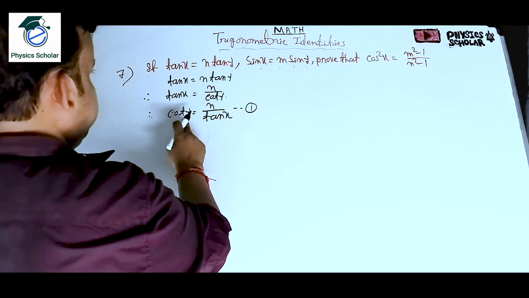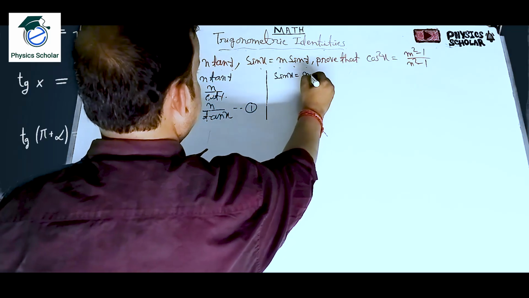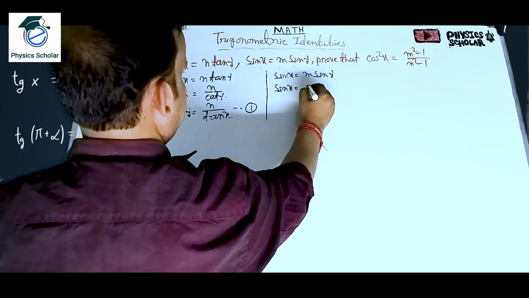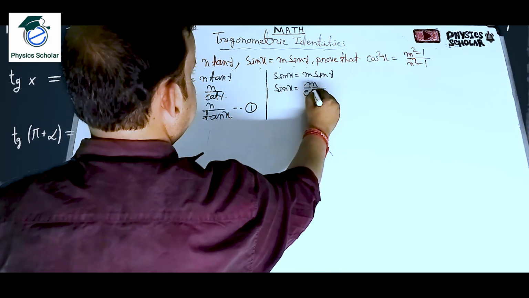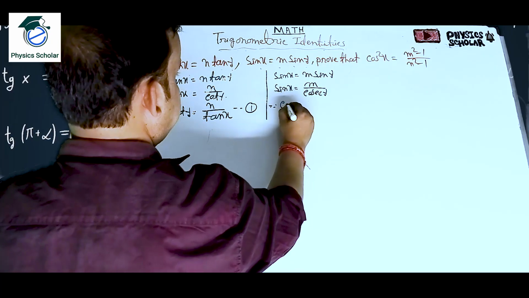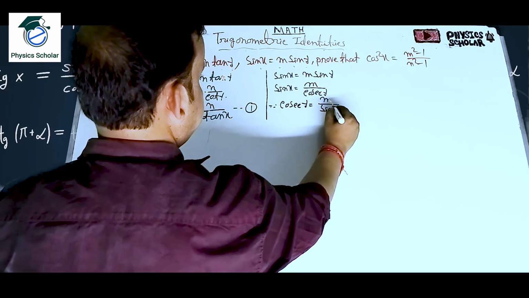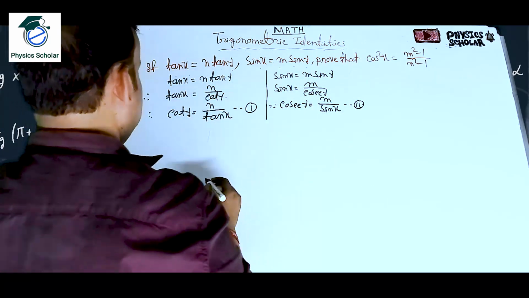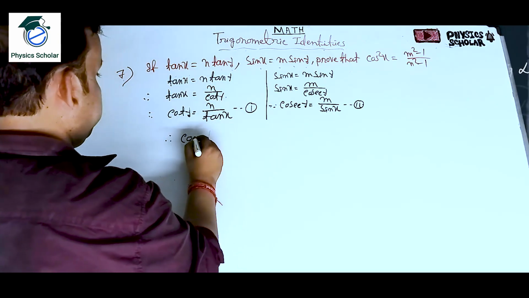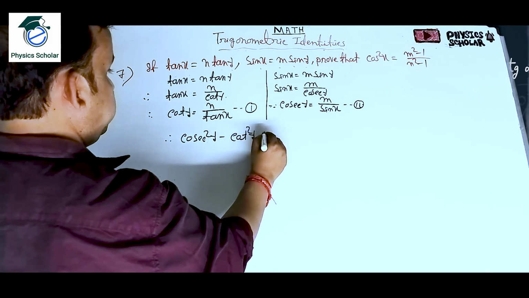Okay, so we are finding here cot y is equal to n by tan x. Similarly, sin x is equal to m sin y. So sin x is equal to m by cosec y. Cosec is the reciprocal of sin. Therefore, cosec y is equal to m by what? Sin x. It is equation number 2. Now what we can write? Cosec square y minus cot square y is equal to 1.